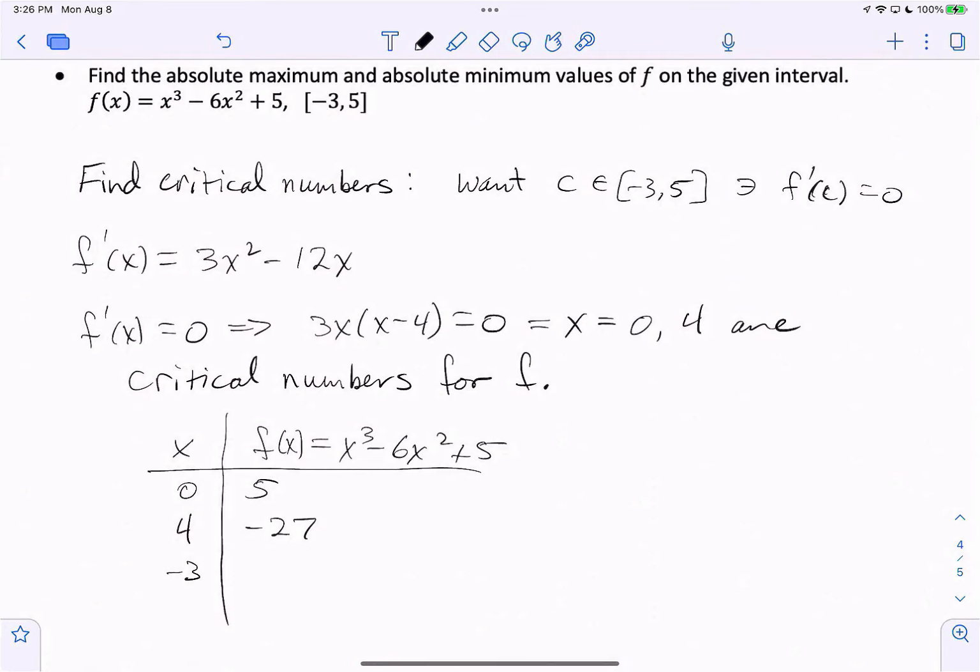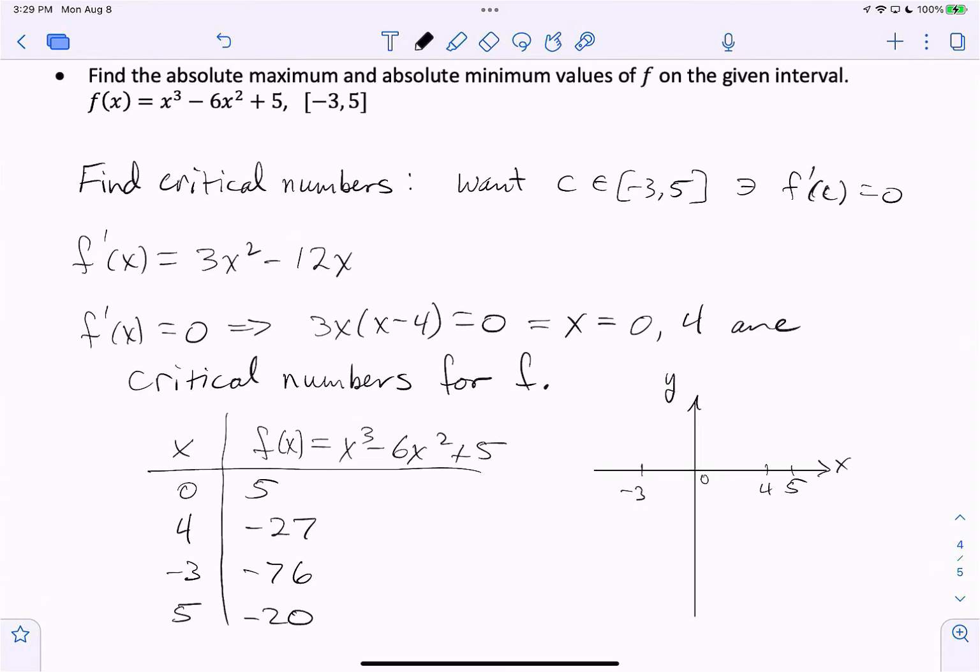Our endpoints have values of -3 and 5. When x is -3, we have that f is -66. No, we don't. It's -76, my bad. When x is 5, our function value is -20. I'm going to draw a picture. It's not going to be a graph to scale, but it will help us to see what's going on.